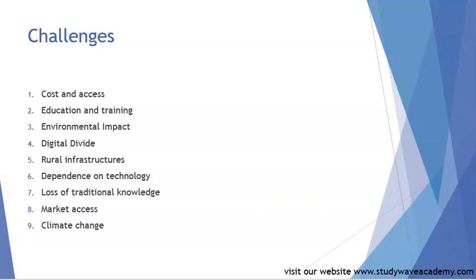Rural infrastructures. Rural areas often lack necessary infrastructures such as good roads and electricity to support advanced agricultural technology. This can make it challenging to transport goods and use technology effectively. Dependency on technology. Over-reliance on technology can be risky as it may fail due to power outages and technical issues. Farmers need to balance technology with traditional farming skills.